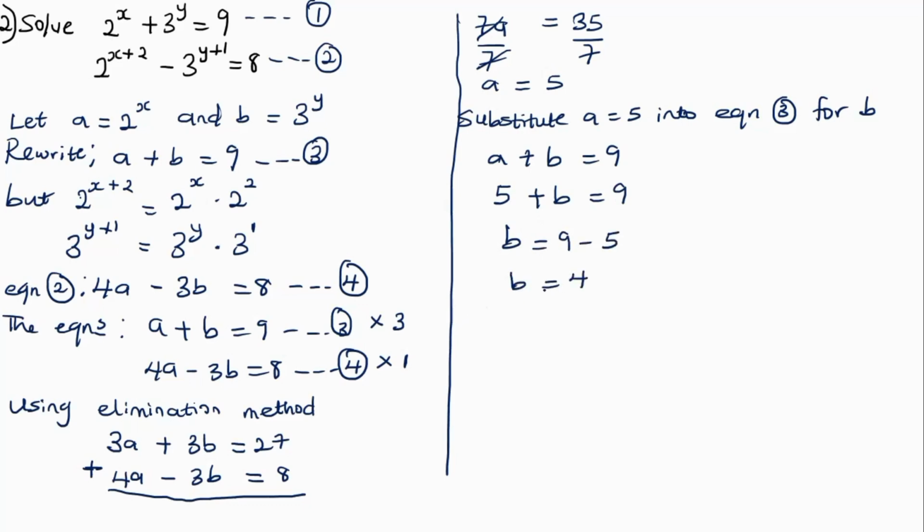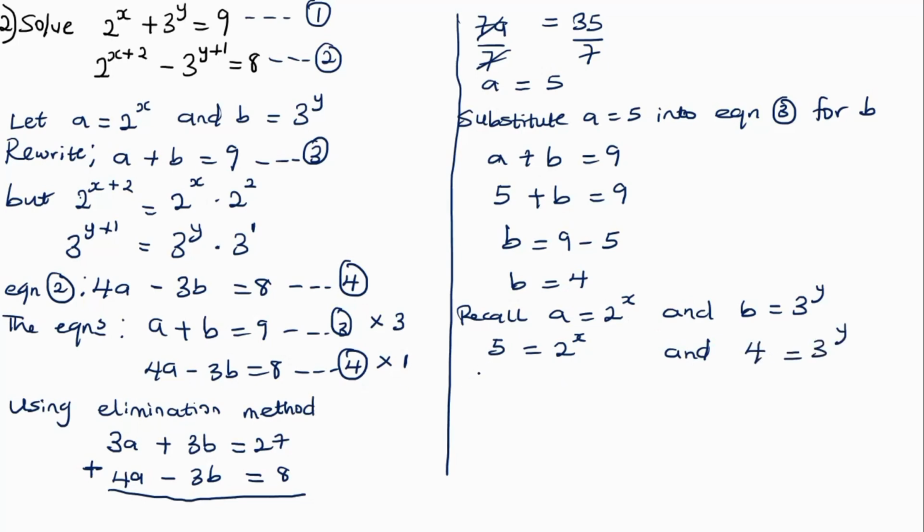Alright, so we have this. But remember, let's say recall that a is equal to 2 to the power of x and b is equal to what? 3 to the power of y. Alright, and a right here we have it to be 5, so we have 5 is equal to 2 to the power of x, and for b is equal to 4, we have 4 is equal to 3 to the power of y.